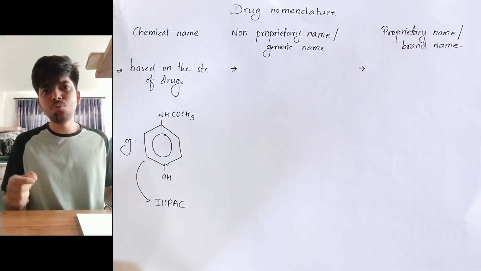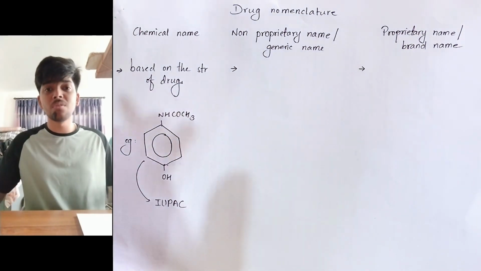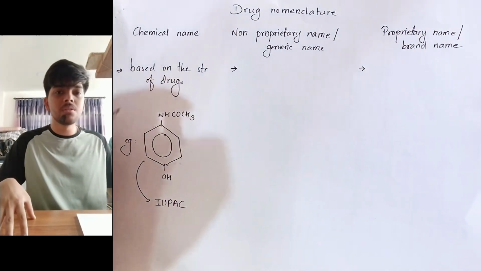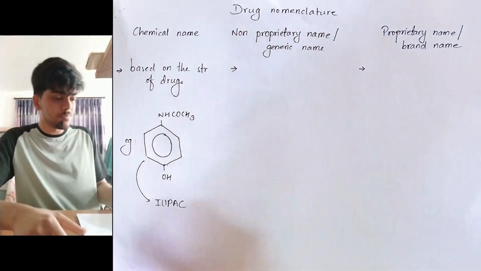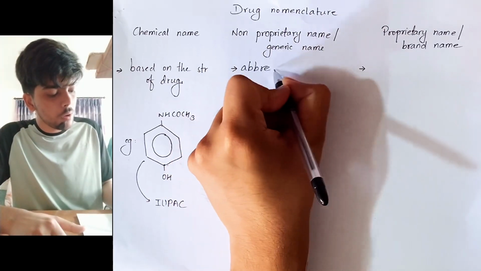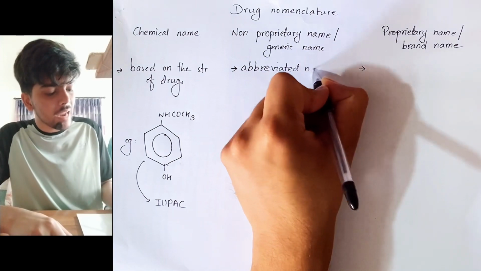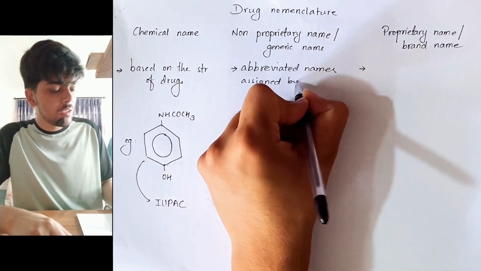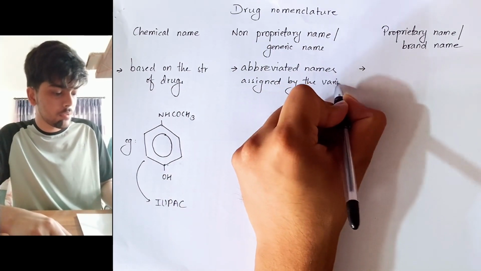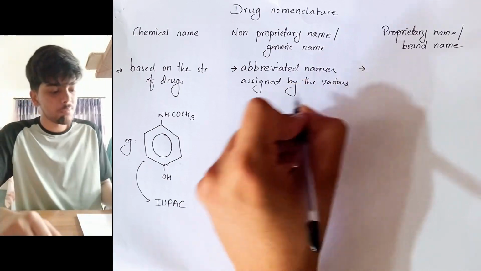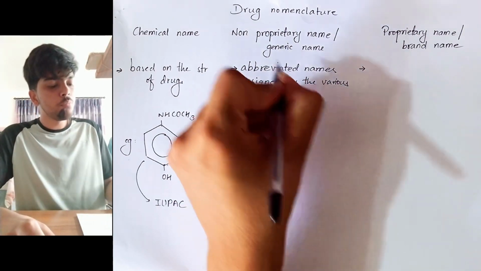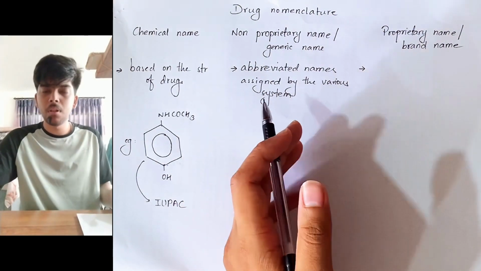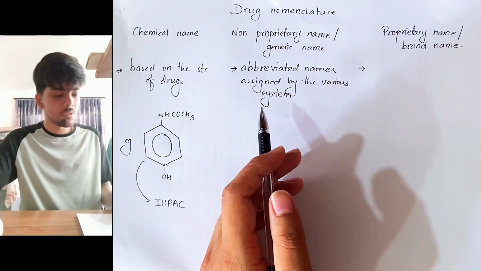However, the IUPAC name is too complicated and too long for different types of drugs to be remembered. So instead, some systems were made that assigned these drugs much more abbreviated names, assigned by the various systems. You will come to know what I mean by various systems. This is the non-proprietary name or generic name. And this generic name can then be easily used by common people or medical practitioners.